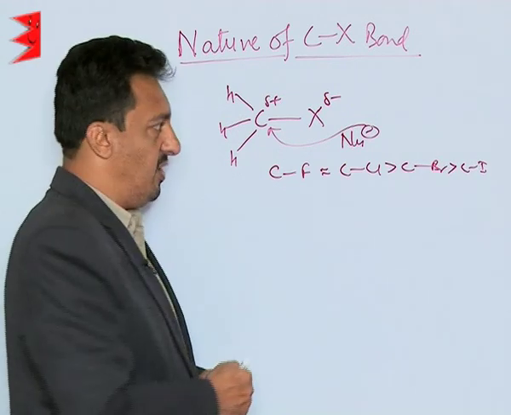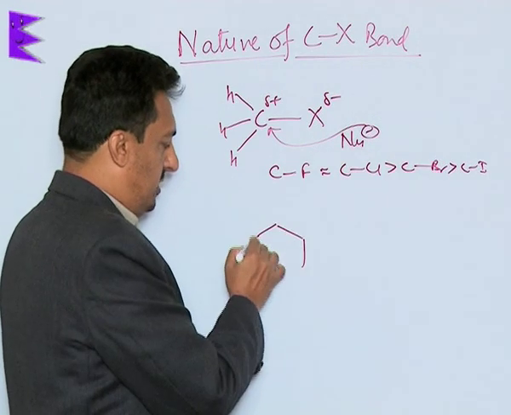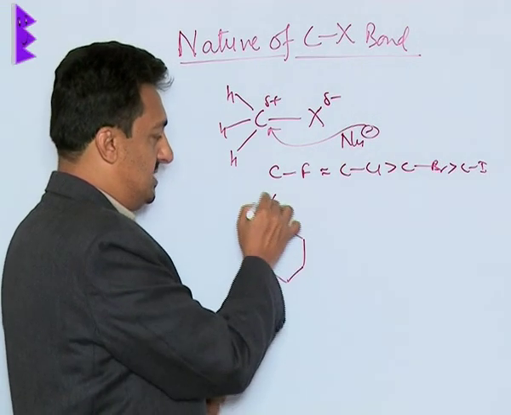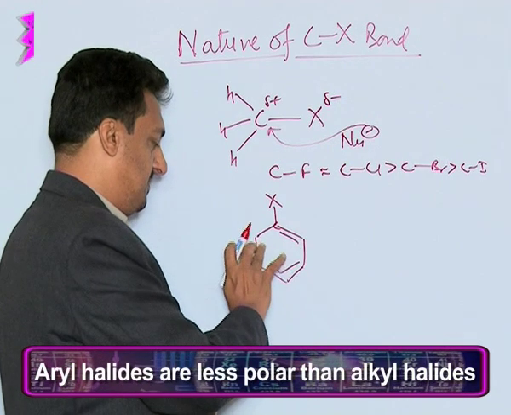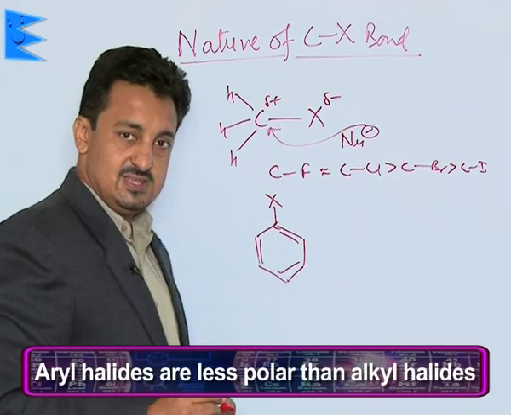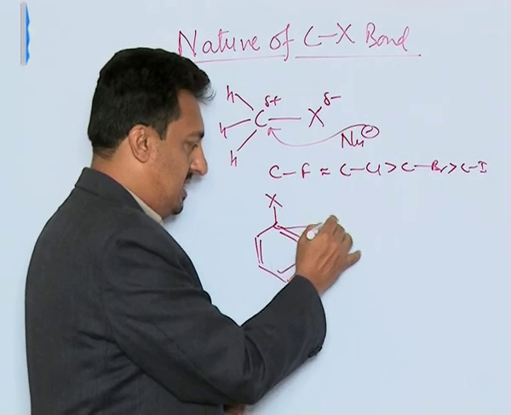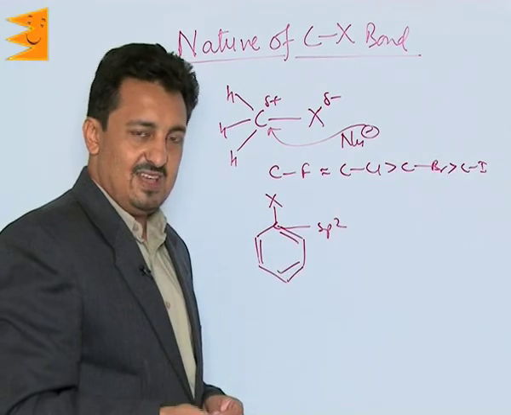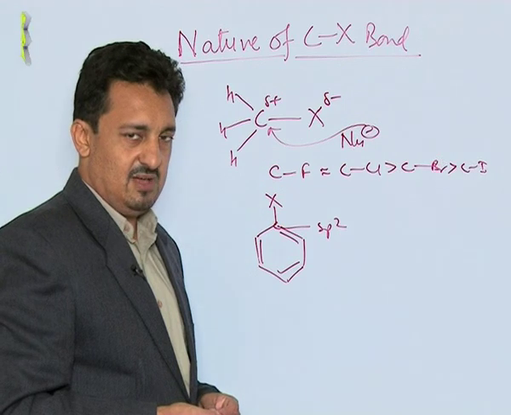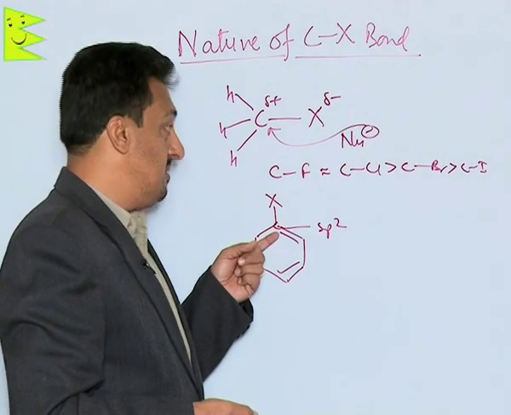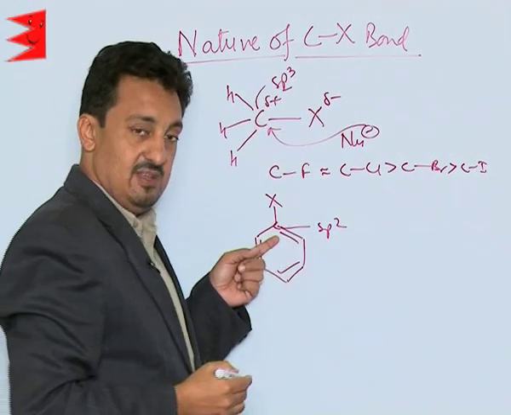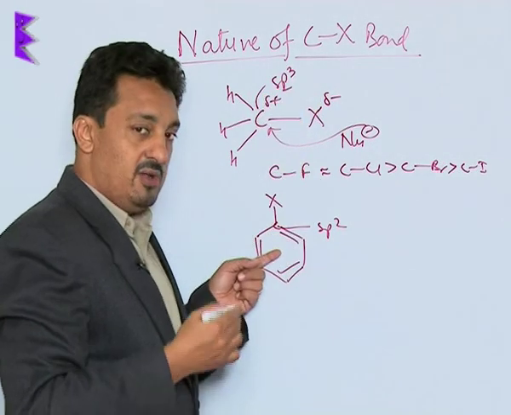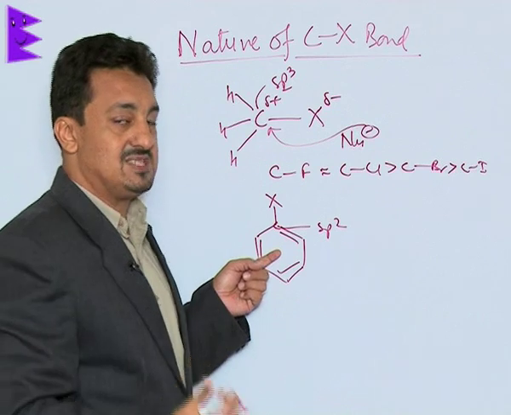The same is true for the aryl halides also, but what is more important to note in this case is that aryl halides are comparatively less polar than alkyl halides. The reason is this carbon is sp2 hybridized. The more the s character, we know, the higher the electronegativity of the atom. So this carbon, in comparison to this sp3 hybridized carbon, is more electronegative. That is why the C-X bond in the aryl halide is less polar.